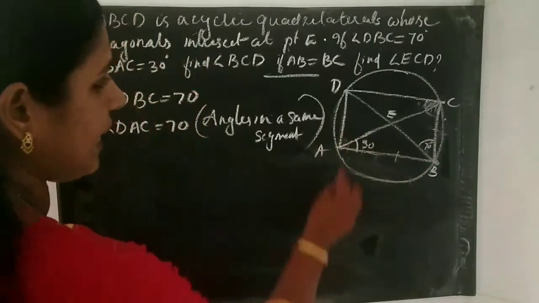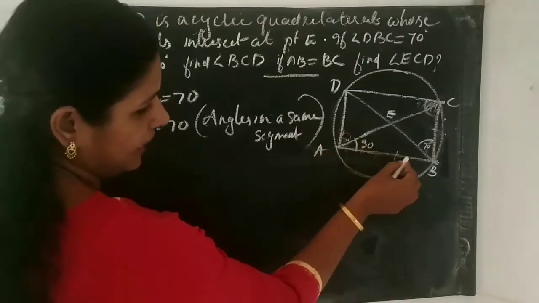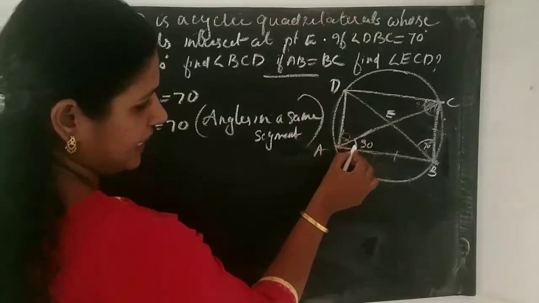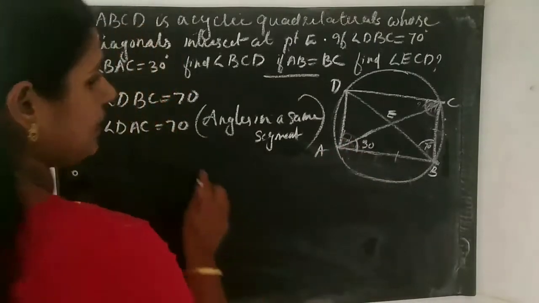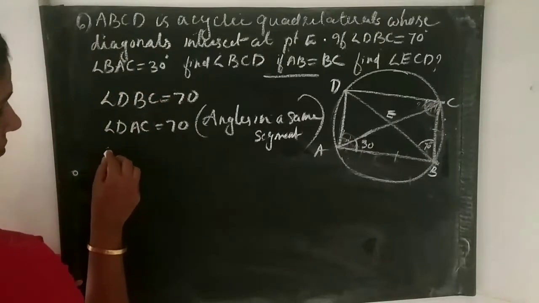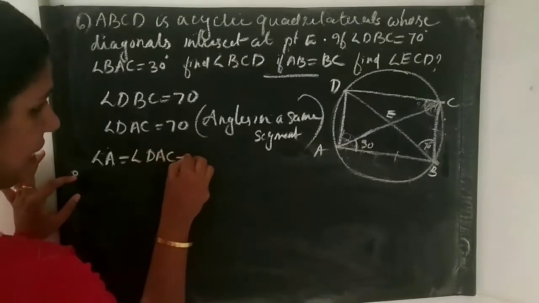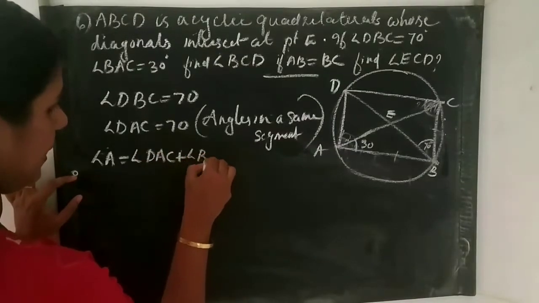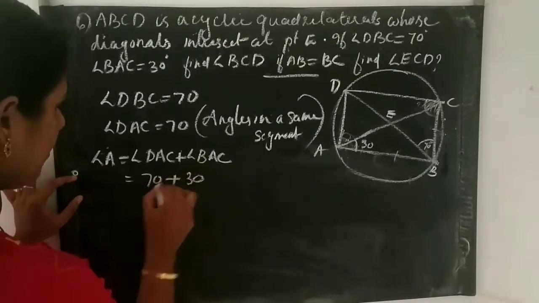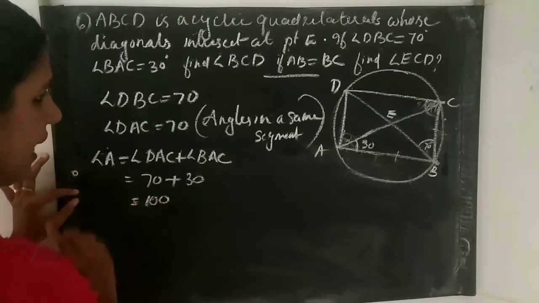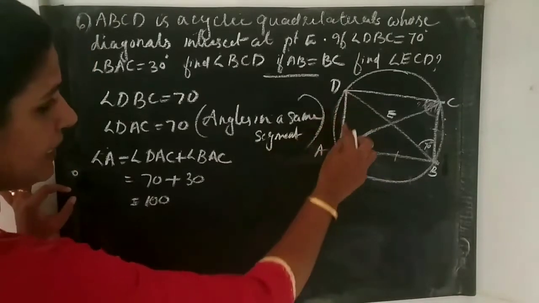Okay, now we get DAC equals 70 degrees and BAC equals 30 degrees. Then angle A equals 70 plus 30 equals 100 degrees. So angle A equals angle DAC plus angle BAC, 70 plus 30 equals 100 degrees. Now we get angle A equals 100 degrees. Angle A means angle DAB.